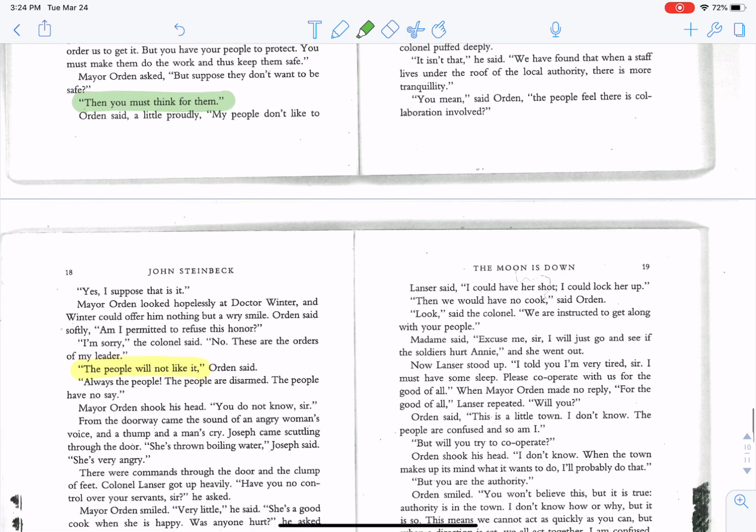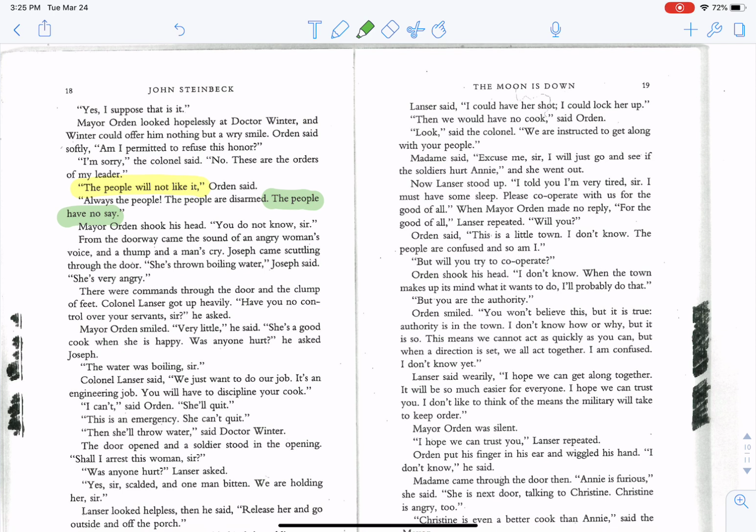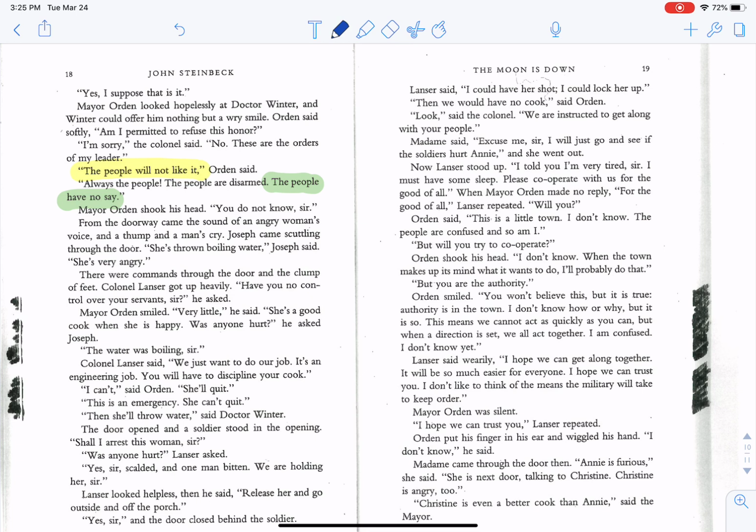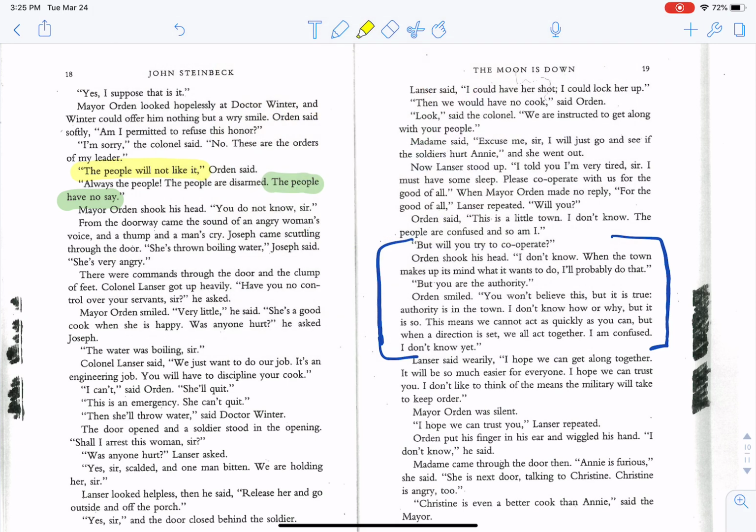And in response to the statement that Mayor Orden makes, the people will not like it, Lancer says, hey, look, the people have no say. It doesn't matter if they like it. They have no say. They're not in charge here. This conversation culminates on page 19, the last page of the chapter. And there's this beautiful little exchange between Orden and Lancer. And I want to just draw your attention to some of the comments made by each character. Let's go back to the Orden color.